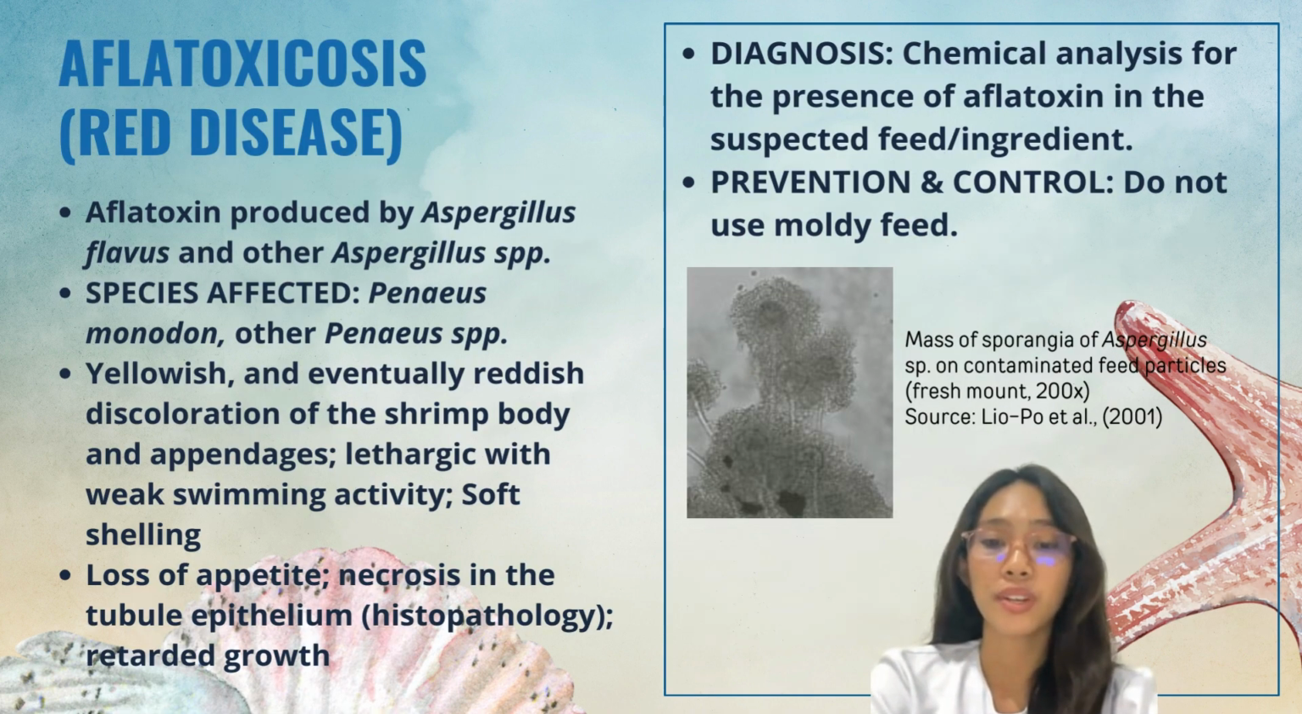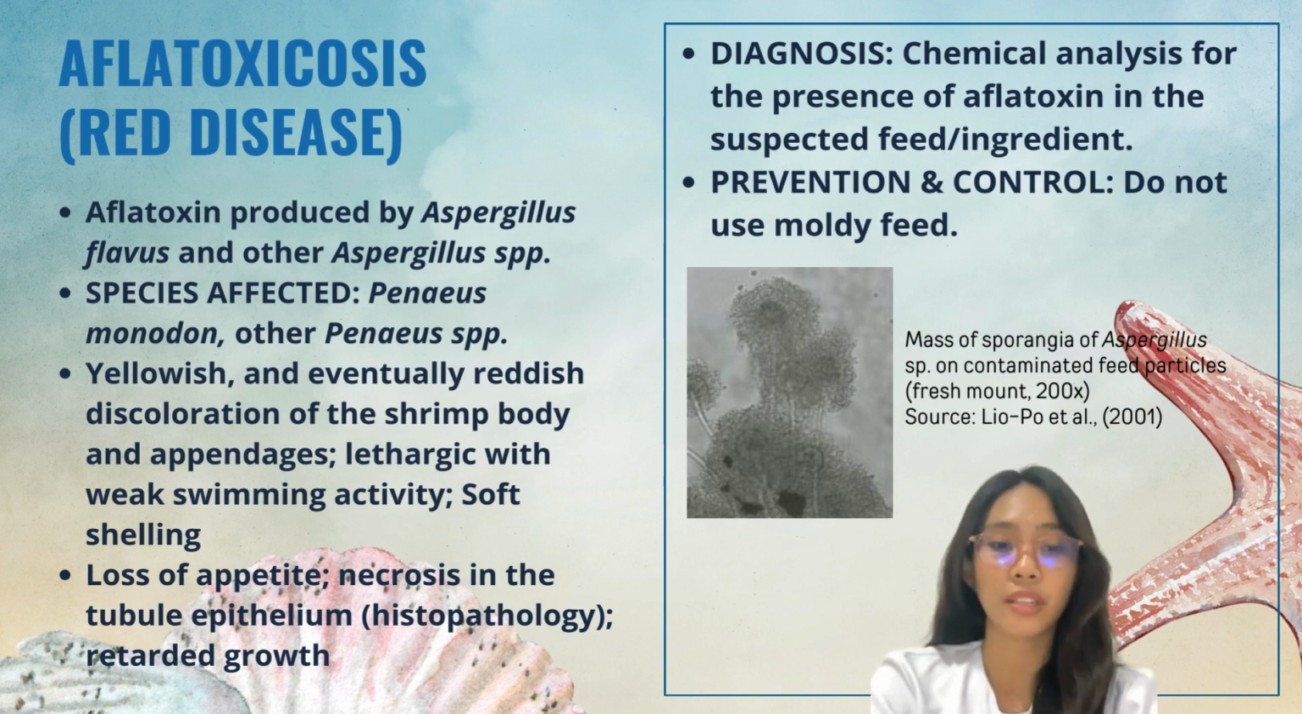The last major fungal disease affecting crustaceans, primarily Penaeus monodon and other Penaeus species, is aflatoxicosis or red disease, which is caused by the aflatoxin produced by Aspergillus flavus and other Aspergillus species, which are common contaminants of improperly stored or expired feeds. This disease is characterized by yellowish and eventually reddish discoloration of the shrimp body and appendages observed among pond-cultured shrimp juveniles.